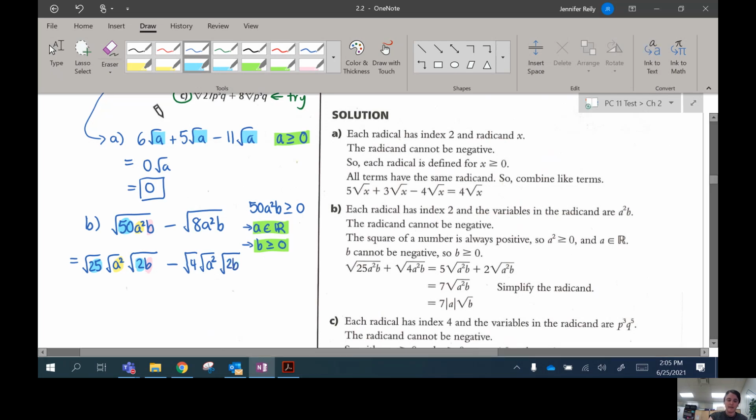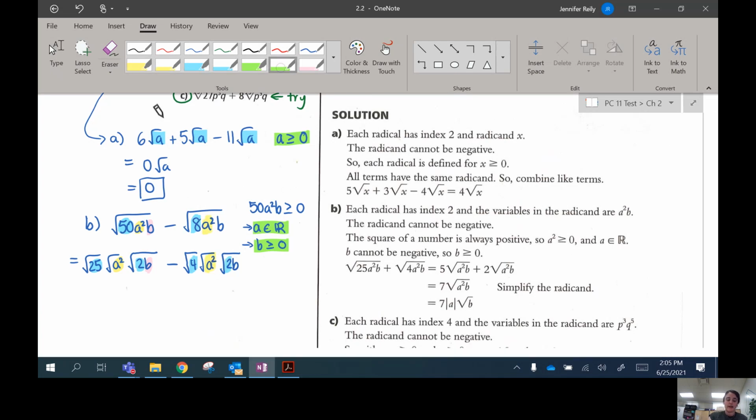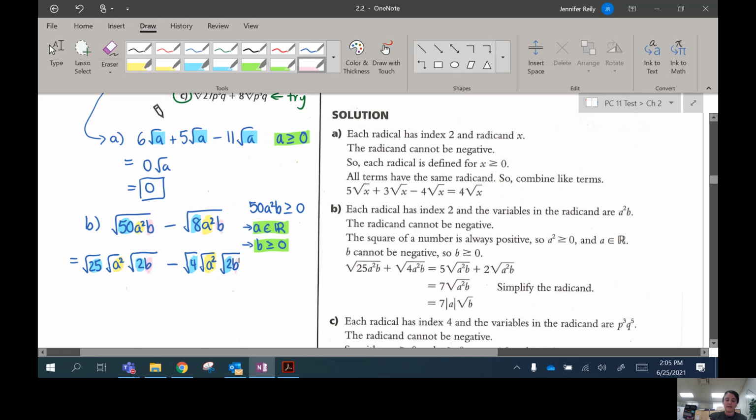All right, so let's double check. It all looks good. 8 I broke up into 4 times 2. I took the a squared out because I can take the square root of that. And then b I just simply left. Great. Okay, so let's evaluate those. And then I might be able to do some combining.